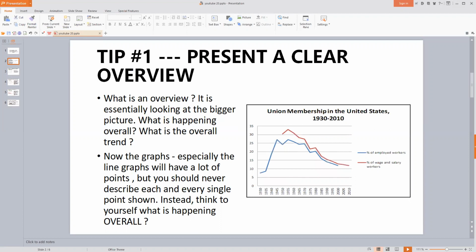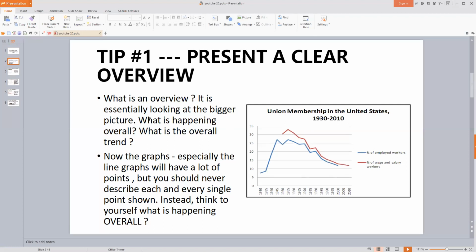Tip number 1, always present a clear overview. Now you might be asking me, what is an overview? Well, whenever you get a bar chart or a graph or whatever kind of information you get, it is basically looking at the bigger picture. You have to ask yourself these questions. What is happening overall? What is the overall trend?